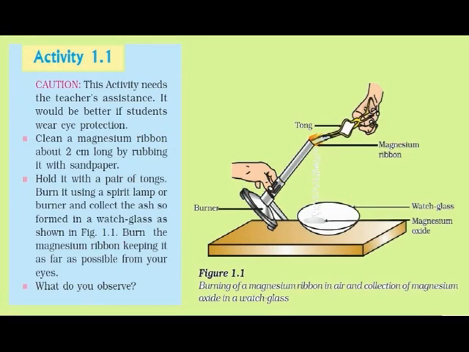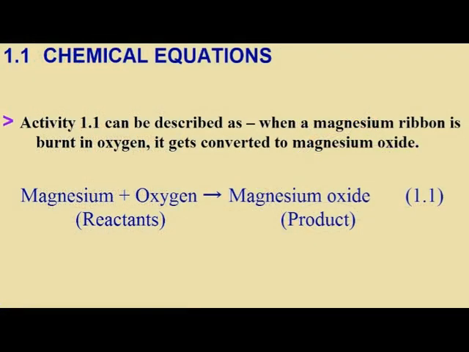Activity 1.1. Clean the magnesium ribbon about 2 cm long by rubbing it with sandpaper. Hold it with a pair of tongs. Burn it using a spirit lamp or burner and collect the ash so formed in a watch glass, as shown in Fig. 1.1. Burn the magnesium ribbon, keeping it as far as possible from your eyes. What do you observe?